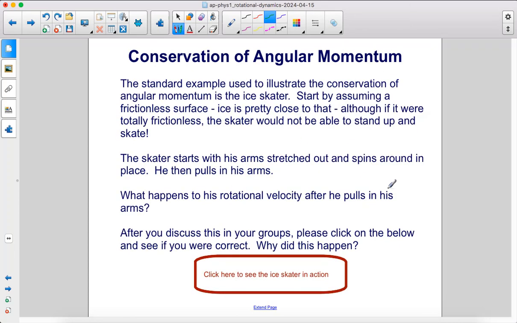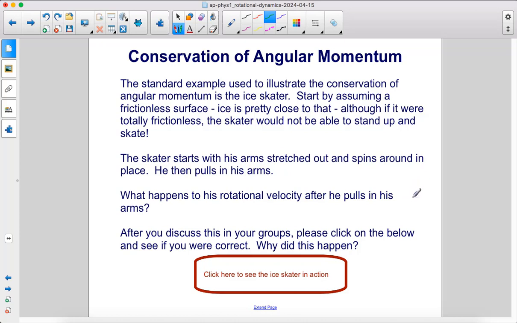The standard example used to illustrate the conservation of angular momentum is the ice skater. Start by assuming a frictionless surface. Ice is pretty close to that, although if it were totally frictionless, the skater wouldn't be able to stand up and skate. The skater starts with his arms stretched out and spins around in place. He then pulls in his arms. What happens to his rotational velocity after he pulls in his arms?